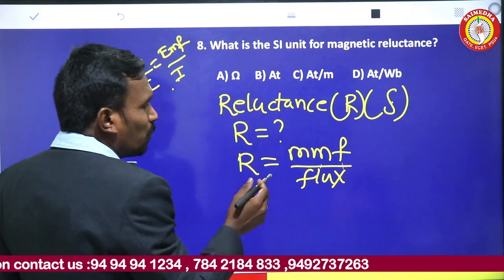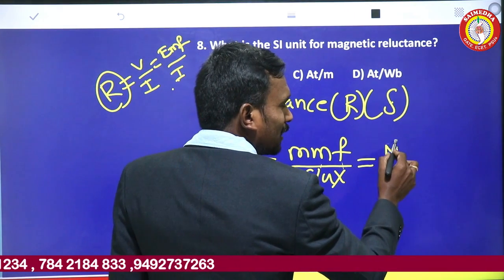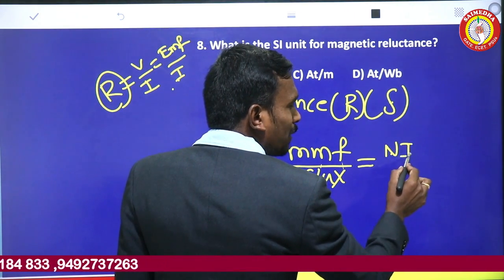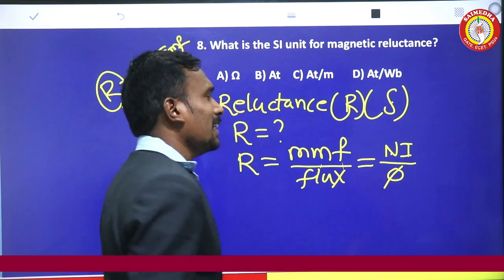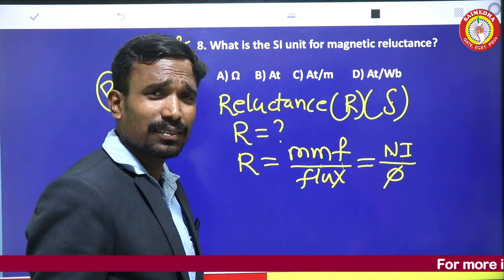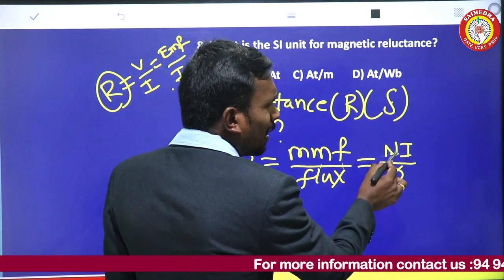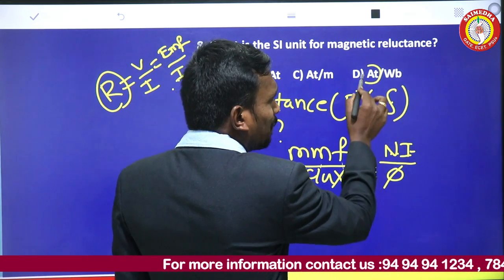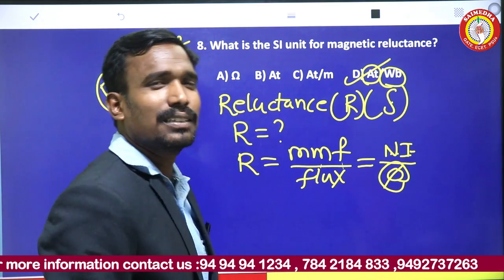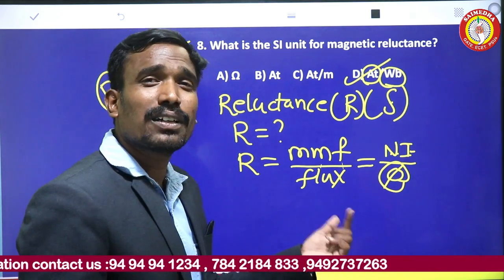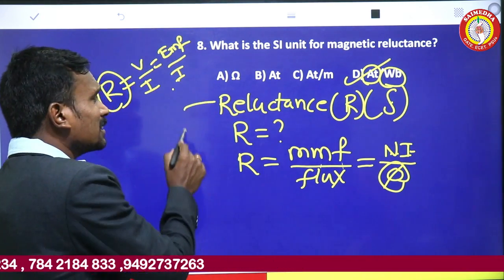So tell me, now what are the units? MMF is nothing but number of turns into current, Ni. Flux is nothing but phi, so Ni by phi. This is number of turns, amperes, so ampere turns, and flux is in Webers. So ampere turns per Weber is the answer. That's a very simple question.